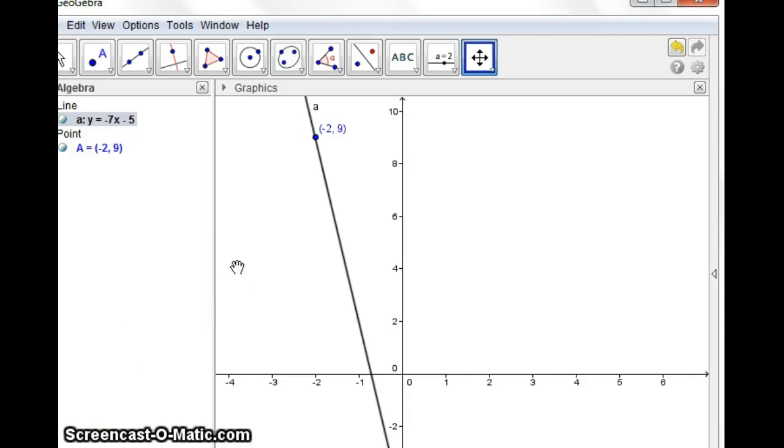Okay, I can check this with GeoGebra. I've typed in the point (-2, 9), and I've typed in what I think the rule is, -7x minus 5, and I can see it does lie on the right line. Now if I look at it a bit more carefully, I'll be able to see that my gradient is also -7.